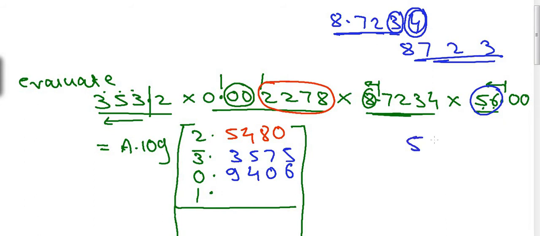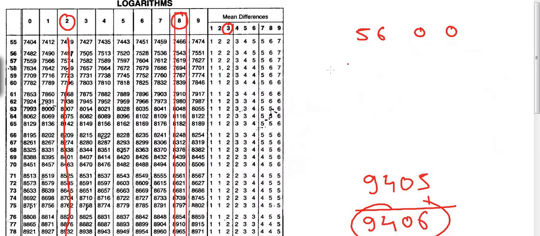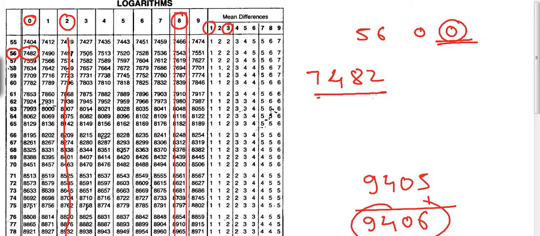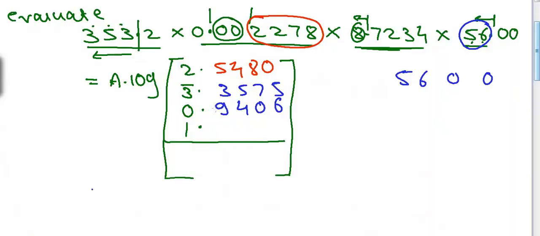Now the group for 56 is 56, 0, 0. Locate 56 in the first column. So here is 56. Locate 0 in the first row. So the intersection is 7482. The mean difference for 0 is not to be considered, because the mean difference starts from 1. So the mantissa is 7482. Let us write it here.